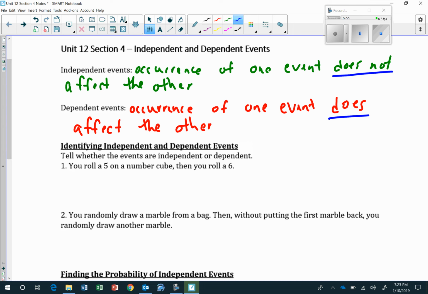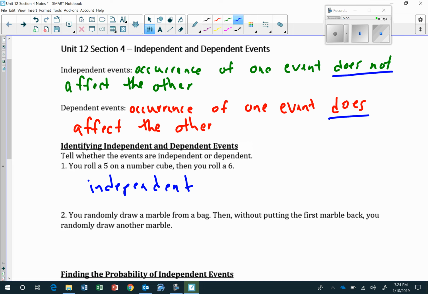So the directions say to tell whether the events are independent or dependent. Number one says you roll a 5 on a number cube, then you roll a 6. These are independent events. Rolling a 5 on a number cube the first time, and then rolling a 6 the second time, one does not affect the other.